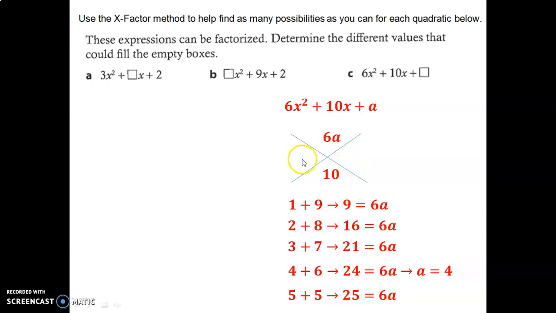Numbers add up to 10. 2 plus 8 makes 10. And if you multiply 2 and 8, it makes 16. So 16 must be equal to 6A. Again, that does not give us a whole number. The only time this works out is with 4 and 6.